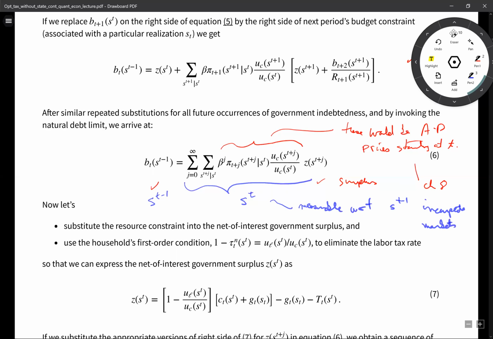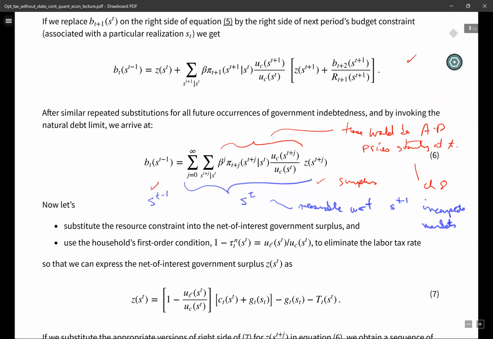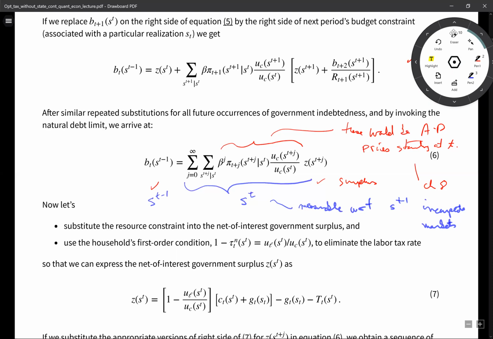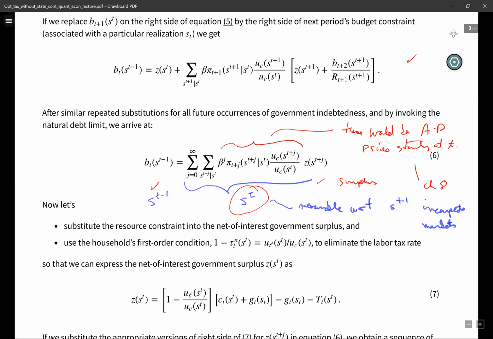So what's going to turn out to be true is that what incomplete markets is going to do in this setting, it's going to restrict allocations or functions of allocations, Ramsey allocations. It's going to restrict those functions that in the Lucas-Stokey economy could be measurable with respect to s^t. That would be permitted in the Lucas-Stokey economy. It's going to require that they be measurable with respect to s^{t-1}. And that's all going to be part and parcel of only being able to trade in risk-free securities.